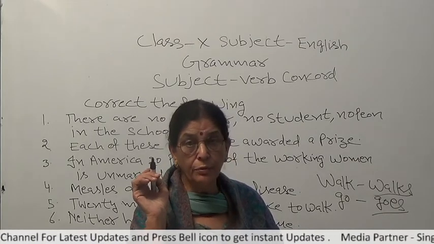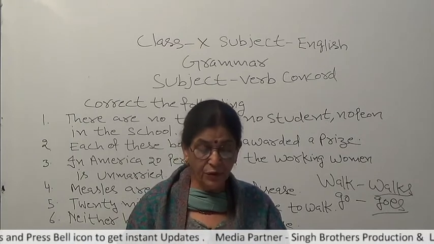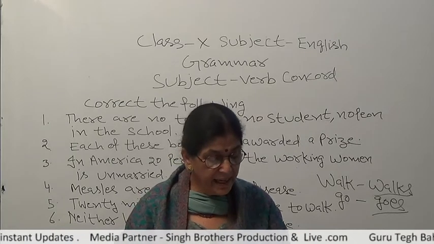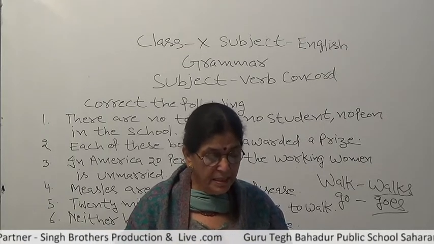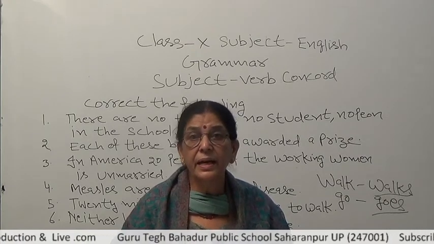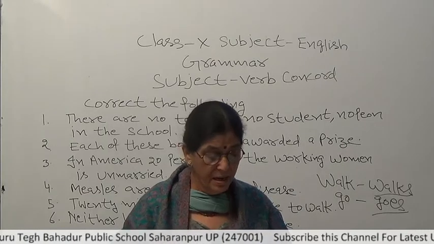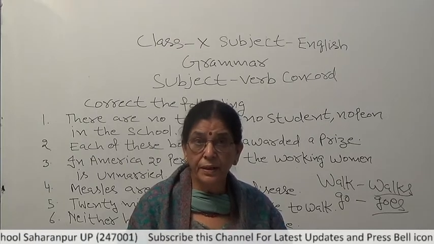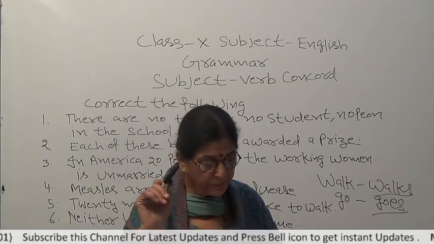When a plural noun comes between a singular subject and its verb, the verb agrees with the subject and not with the nearest plural. I am giving you here an example. Each of the watermelons is sweet. Each of the, pratek, har ek of the watermelons is sweet. I am talking about singular. So the singular verb is used here.